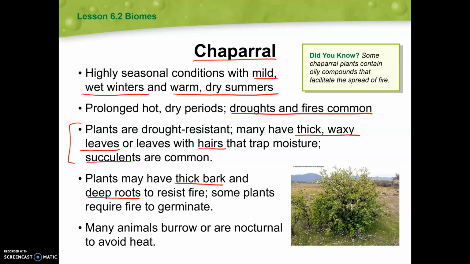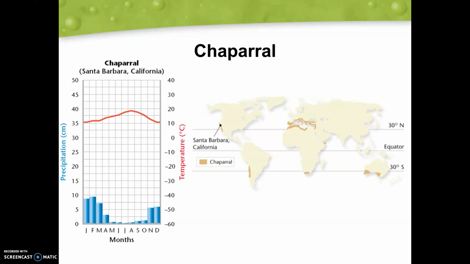And really interestingly enough, some plants are actually going to require fire to germinate, which is another interesting adaptation. Animals in this area are going to burrow or are nocturnal to avoid the heat. So these are some characteristics of this type of biome. Again, we'll see wet seasons and dry seasons, but usually a pretty consistent temperature here as well, a little bit milder than our savanna. And we're going to find these up and down in latitude about 30 degrees.